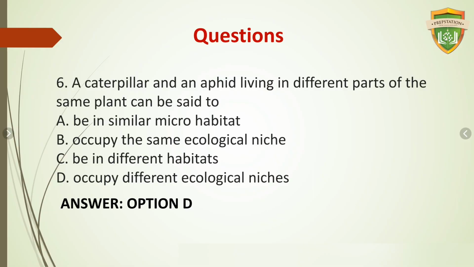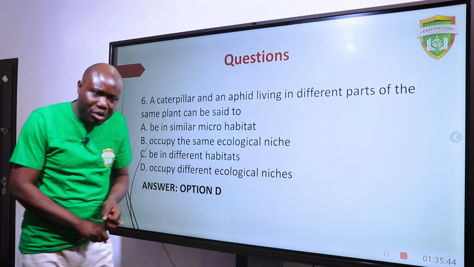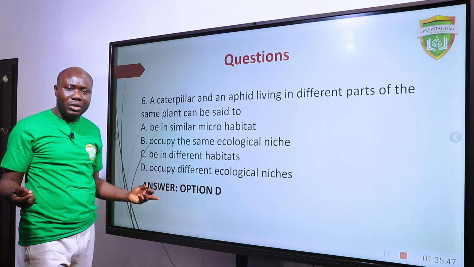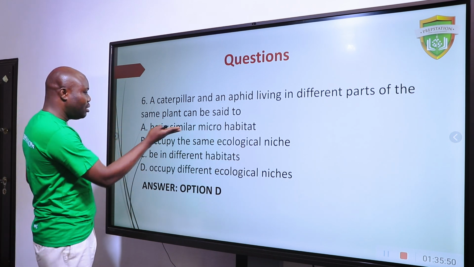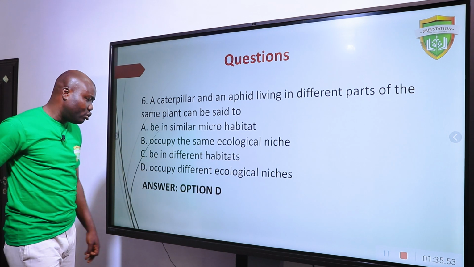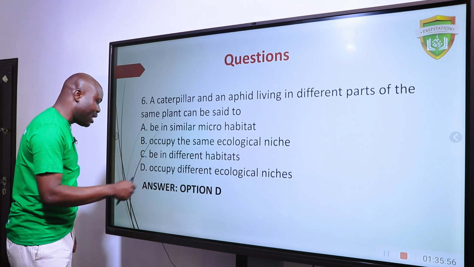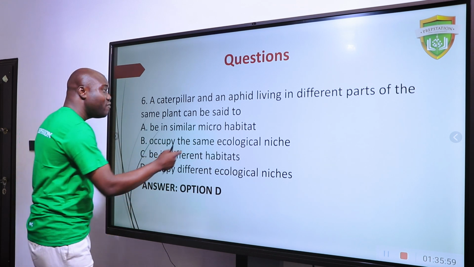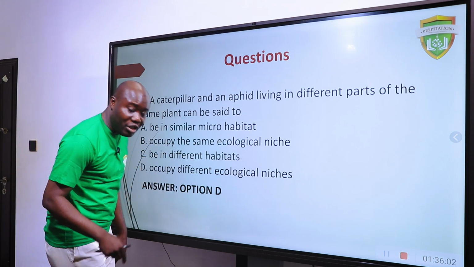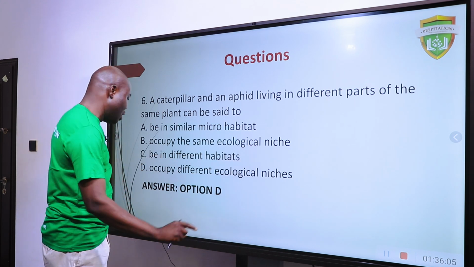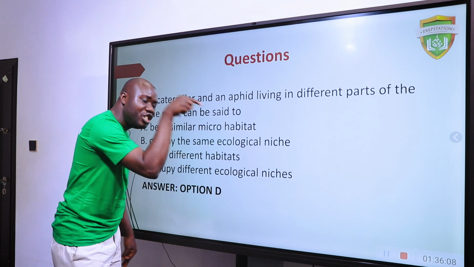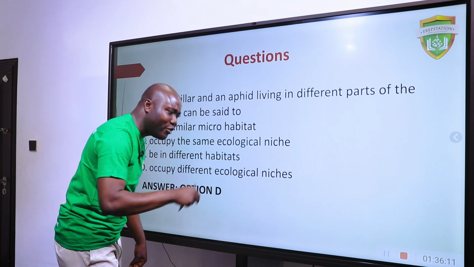A caterpillar and an aphid living in different parts of the same plant, pay attention, can be said to, remember, a caterpillar and aphid do not belong to the same species. So if they are not in the same species, it is possible that they do not have the same role. So let's look at it. Be in similar microhabitats, occupy the same ecological niche, be in different habitats and occupy different ecological niches, even though they are found in the same place. So their habitat is the same thing, but their role is different. So they occupy different ecological niches. Why? Because the two of them are not of the same species.